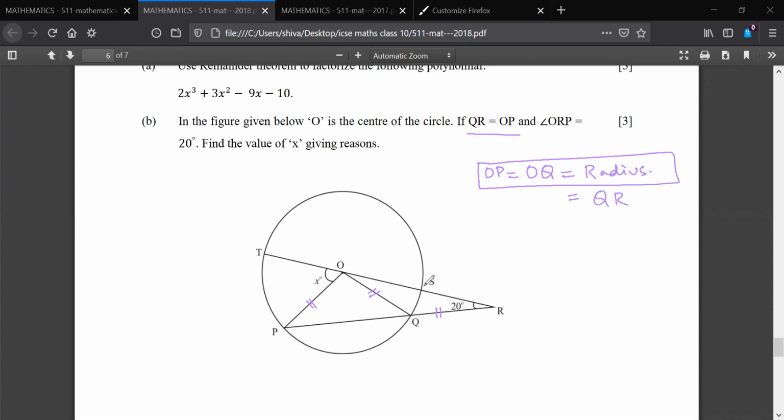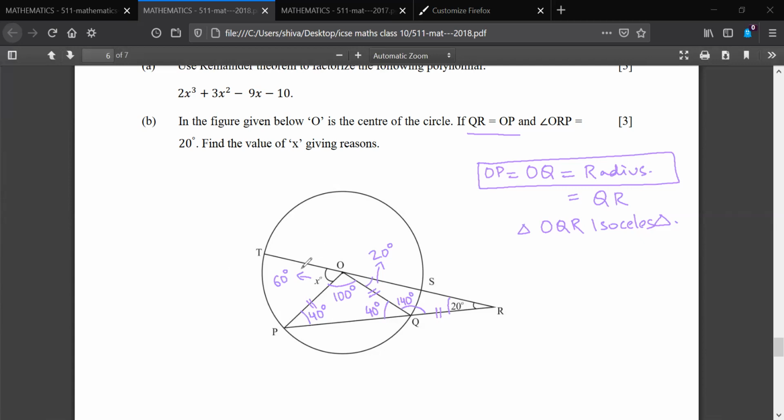Now, if all of them are equal, then triangle OQR would be an isosceles triangle. Any doubt? No, sir. That means if this is 20 degree, this would also be 20 degree. And therefore, this would be 140 degree. And therefore, this would be 40 degree. And therefore, this would be 40 degree. Therefore, this would be 100 degree. Now this is 100 degree, this is 20 degree, 120 degree. So X would be 60 degree. Mr. Rudra, any doubt? No, sir.